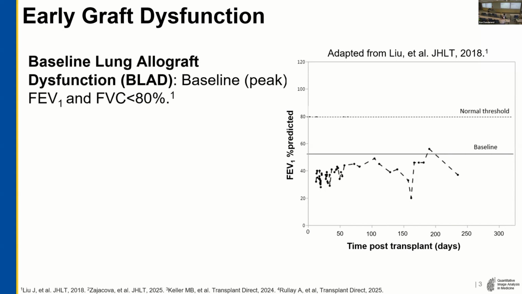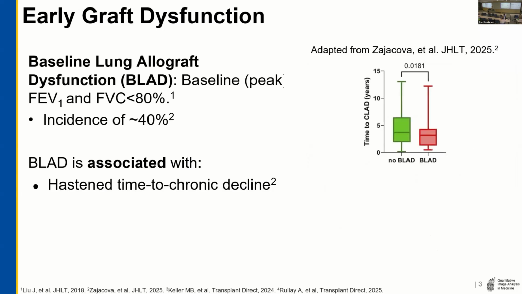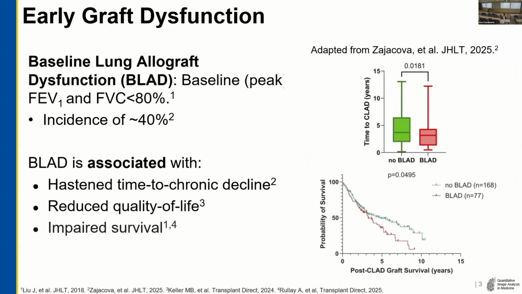And this early allograft dysfunction or baseline dysfunction is fairly common, affecting roughly 40% of those receiving a lung transplant. But there's also particular interest because those that suffer this early graft dysfunction later have a quickened time to chronic decline in their lung function and allograft failure. They suffer from a reduced quality of life, and of course, they have impaired survival.